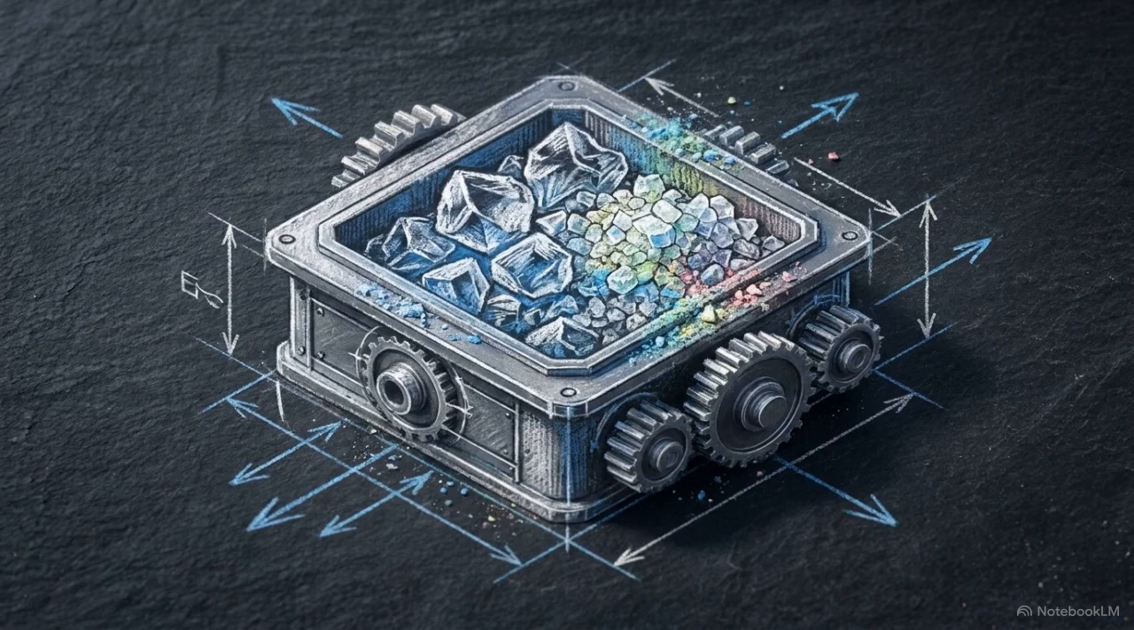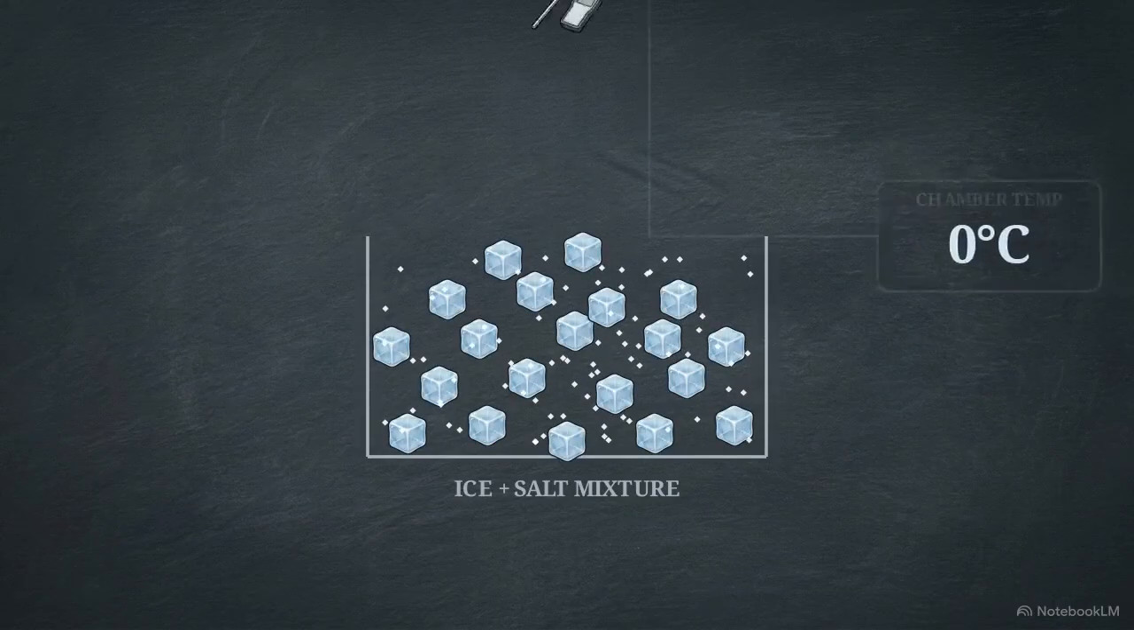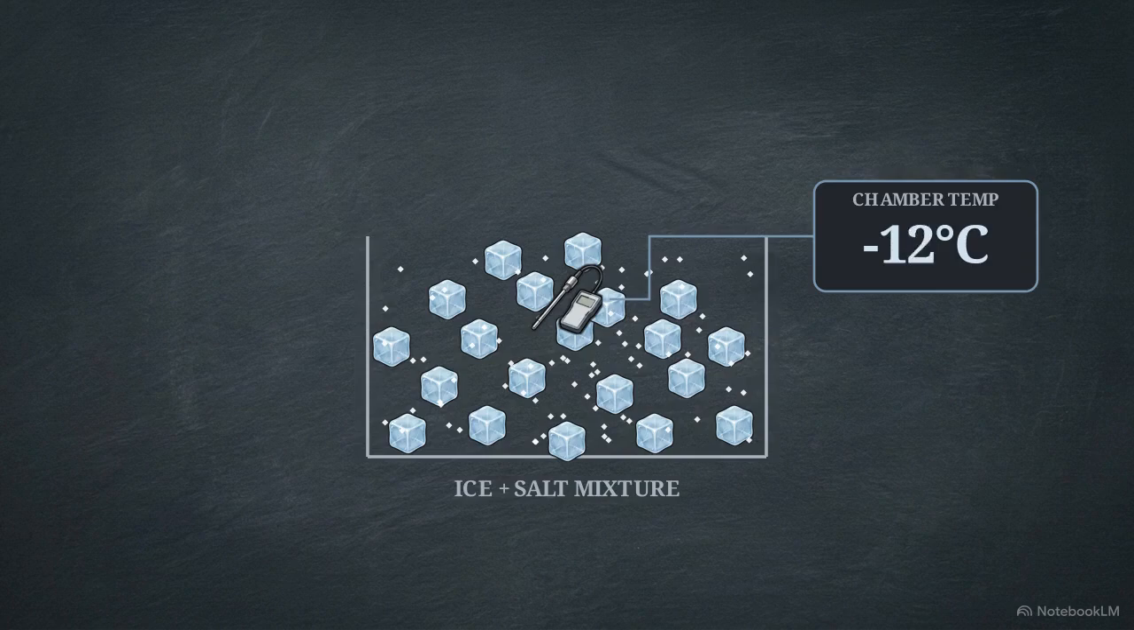If a specific application requires lower temperatures than ordinary ice can provide, engineers introduce an ice-salt mixture. The salt chemically depresses the freezing point, allowing the system to achieve lower cooling temperatures inside the chamber.